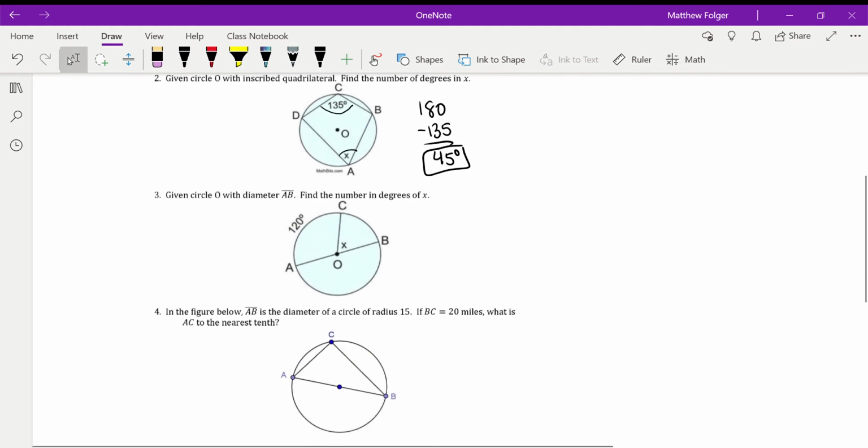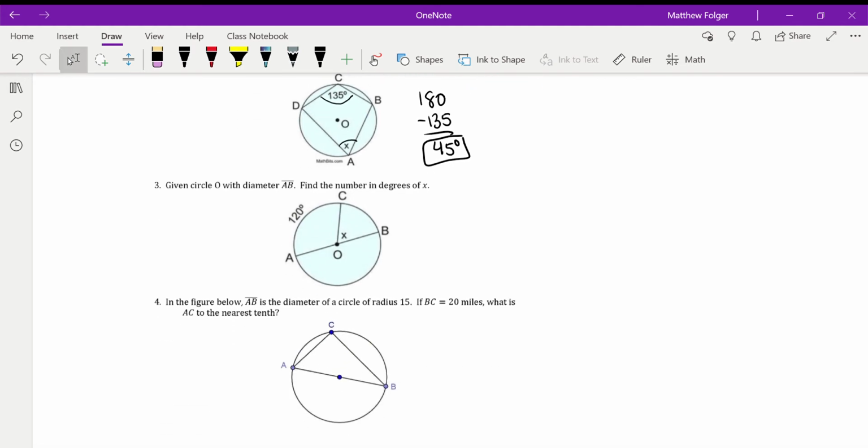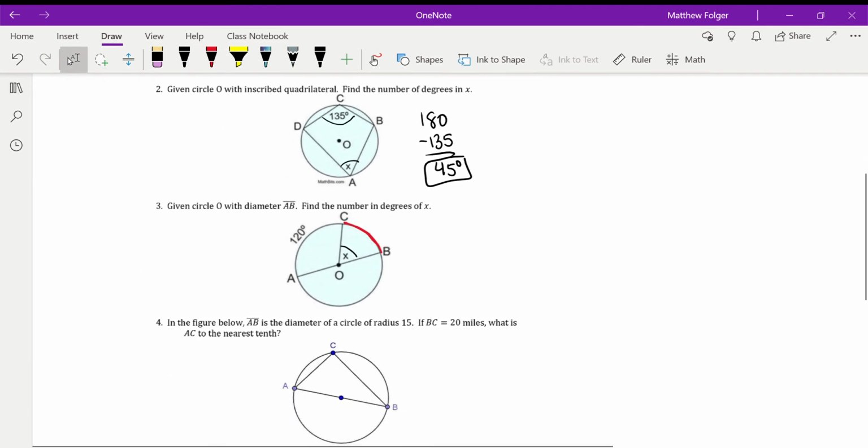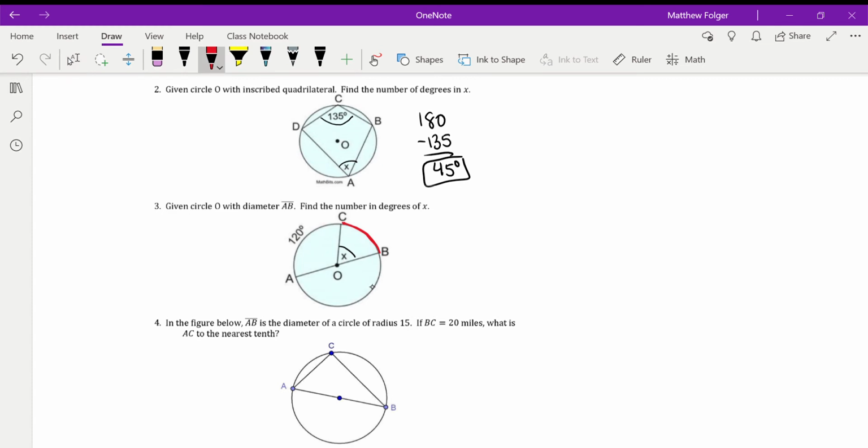Number 3, given circle O with diameter AB. Same thing. We have an angle that intercepts this arc BC over here. If I want to know what that angle is, that's a central angle. Unlike number 1, which was an inscribed angle, which was half of the arc, this is a central angle. So that actually will be equal to this arc right there.